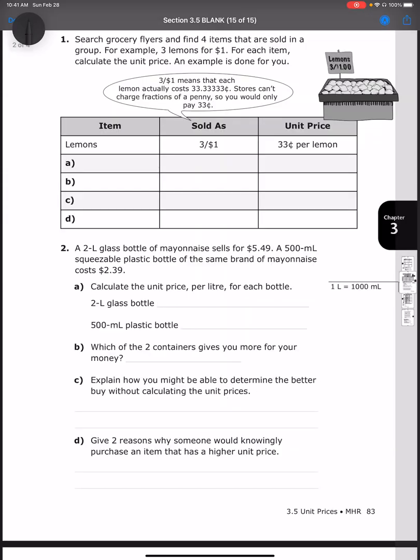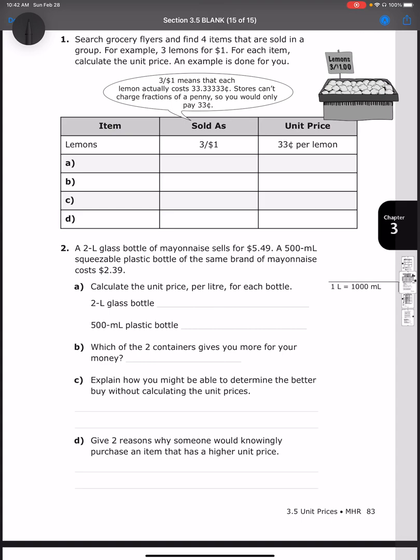So let's take a look at the first question here. It says search grocery flyers and find 4 items that are sold in a group. I worked through this idea in our minds on activity with your flyer scavenger hunt. I tapped into the idea of calculating unit prices, but we didn't necessarily delve too deep into it because I want to go through the process here in the lesson.